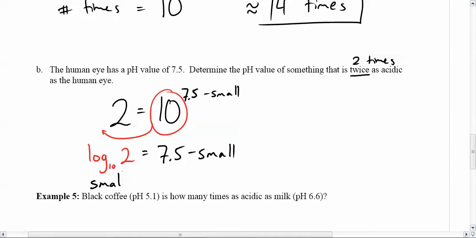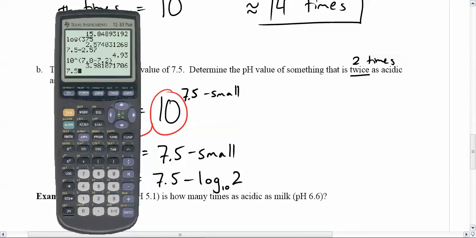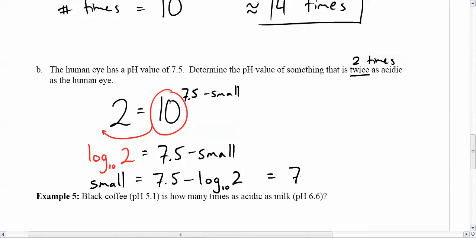So moving the small pH to the other side, and moving the log to the right-hand side, I get the small pH is 7.5 minus log 2. Which is 7.2. So you only need to change by 0.3 in order to go double as much. Okay, and you can try the rest of the questions at home.